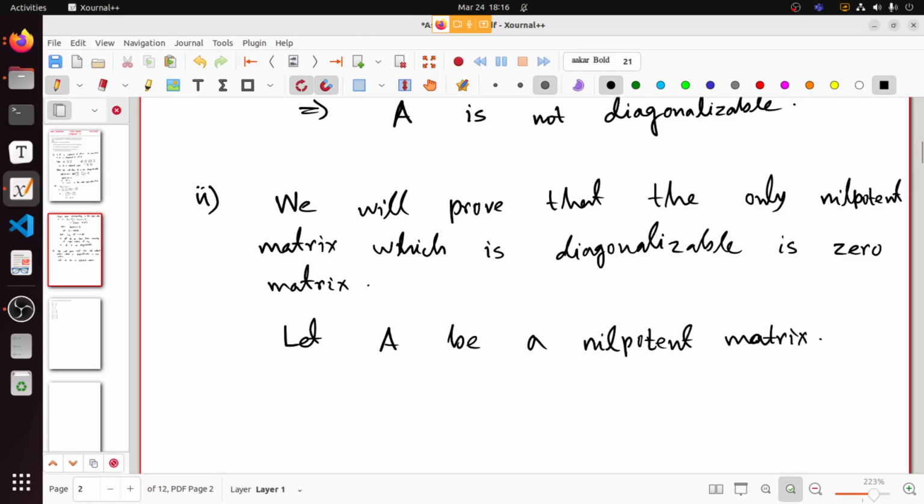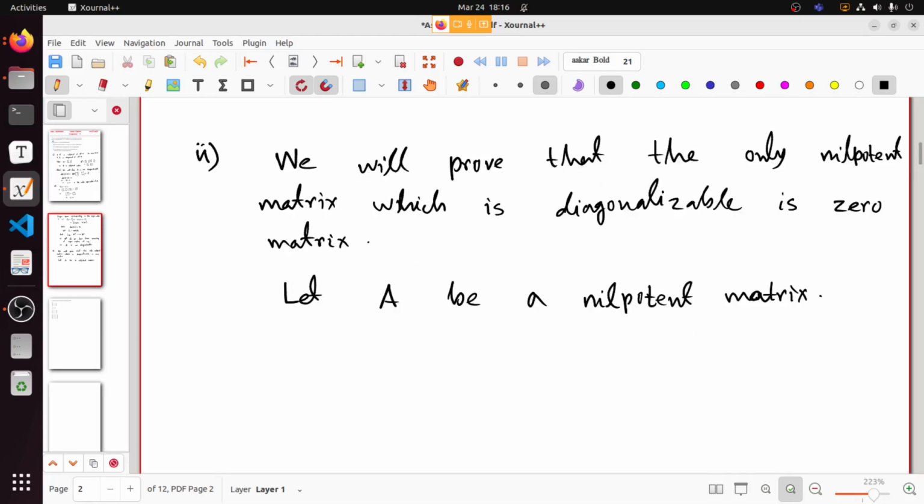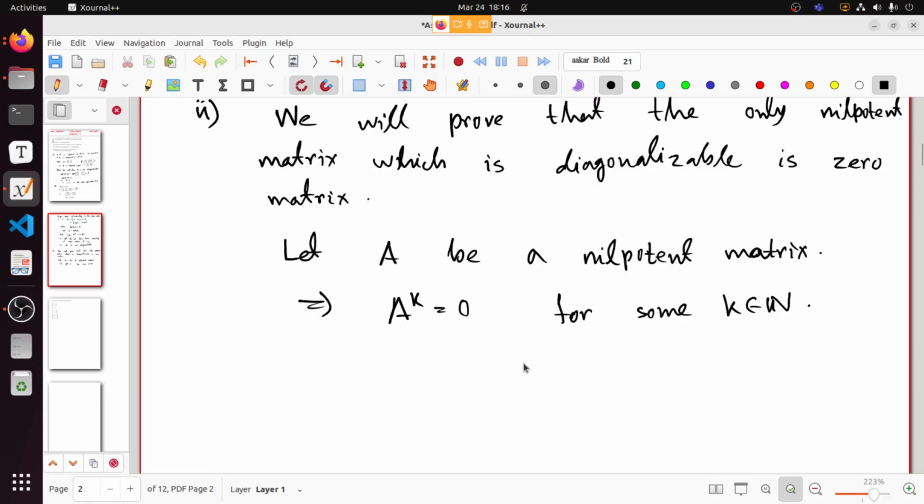Means there is some k such that A to the power k is 0, for some k belonging to the natural numbers. We will prove this by contradiction. Let's assume that A is also diagonalizable, and we prove that A will be the zero matrix.